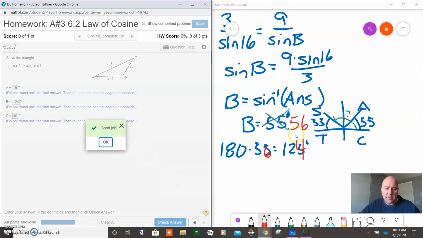All right, be careful. Make sure you round correctly. Obviously, if you round just a little bit off there, it will count it incorrectly.